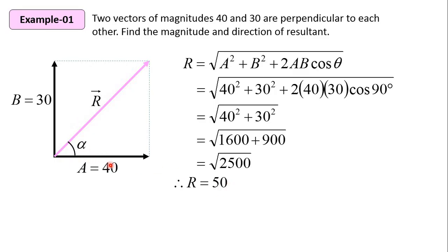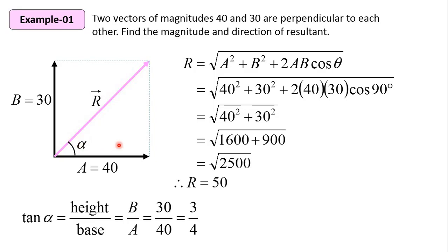Please note here that if you simply add the magnitudes 40 plus 30, you will get 70. But the resultant has magnitude 50. So this example tells us that when we add two vectors, we don't just add their magnitudes. Because of the direction between the two, the answer comes out according to this formula, not simply by adding A and B.